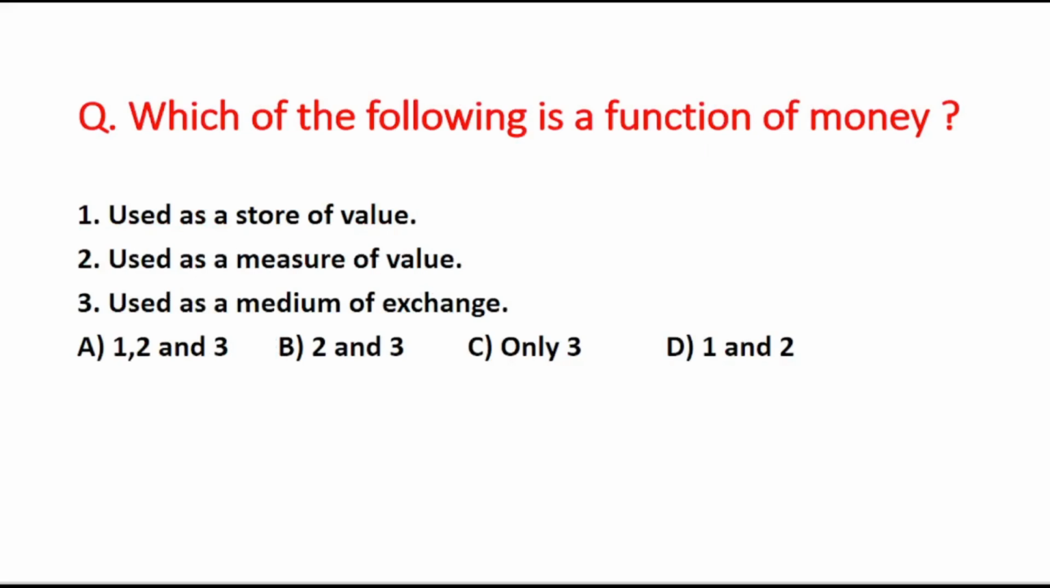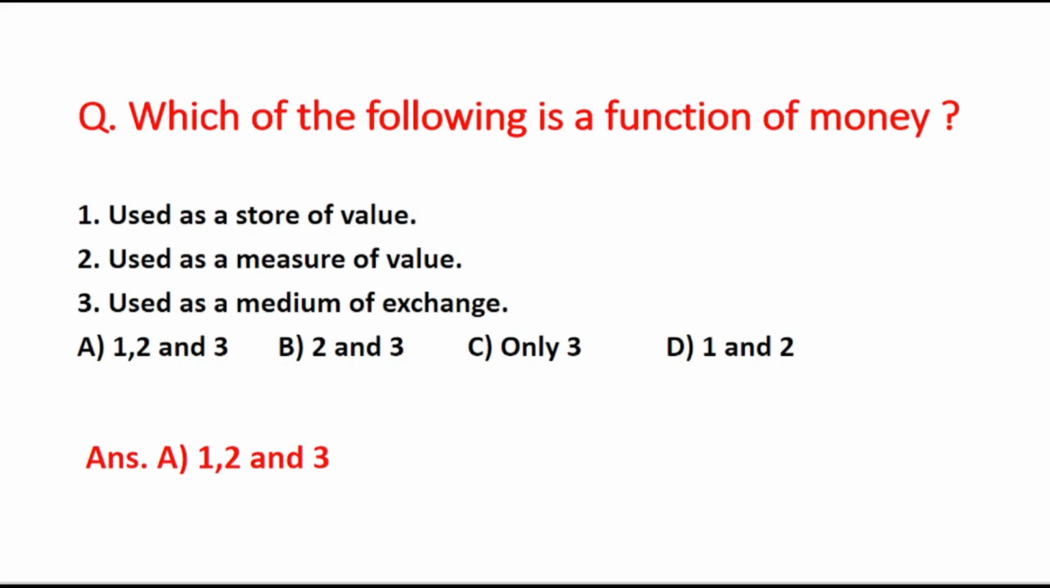Next question is, which of the following is the function of money? First is used as a store of value. Second statement is used as a measure of value. Third statement is used as a medium of exchange. So the correct option is option A, that is 1, 2 and 3. It means all these three are correct with respect to the function of money.